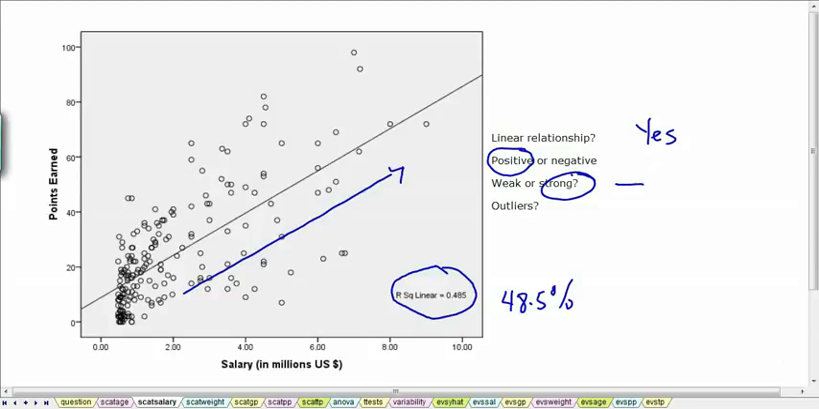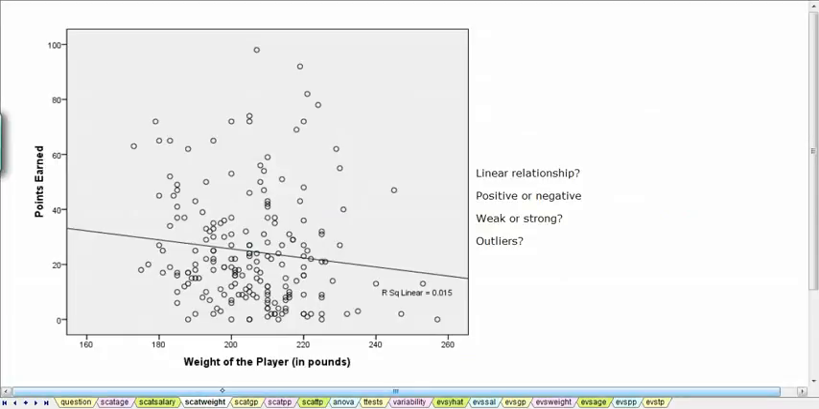Well, in this case, I don't see anything that would be obviously considered an outlier, so I'll say no, there is not. Look at the next one, which is the weight. So the weight of the player, we see again a fairly random scattering of points that doesn't have a curve, may or may not be linear, so we'll say maybe here. And it's very weak. Our R squared is 1.5%, so very weak.